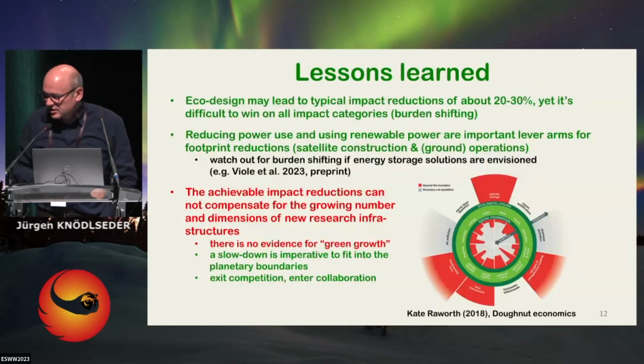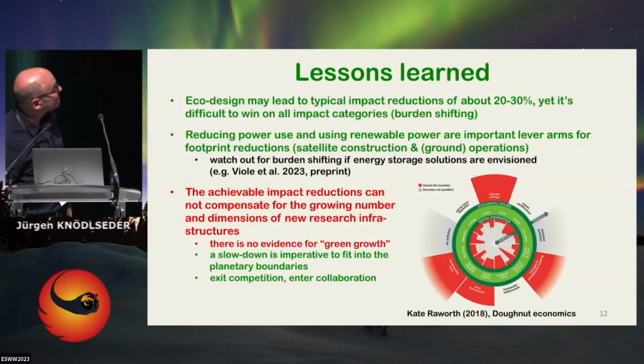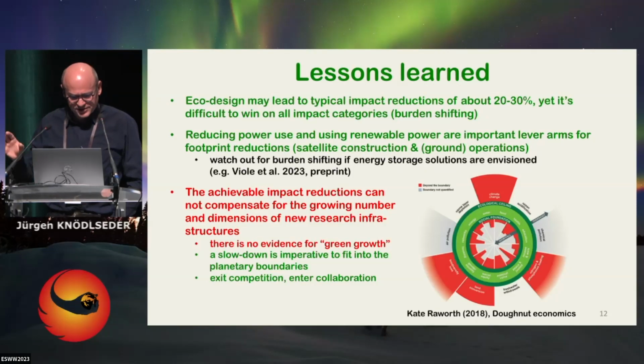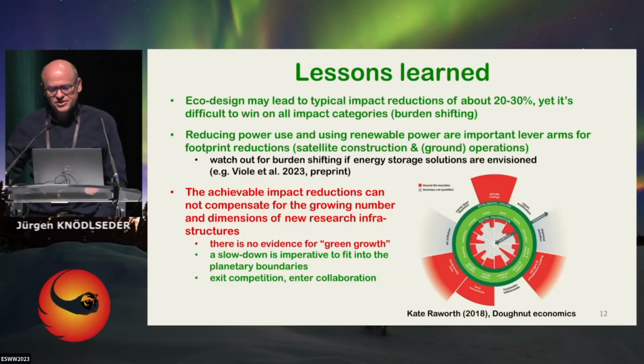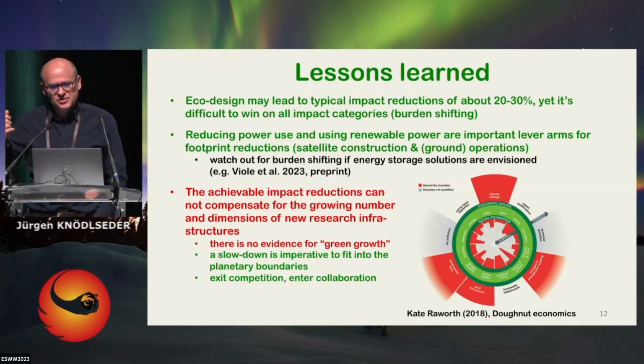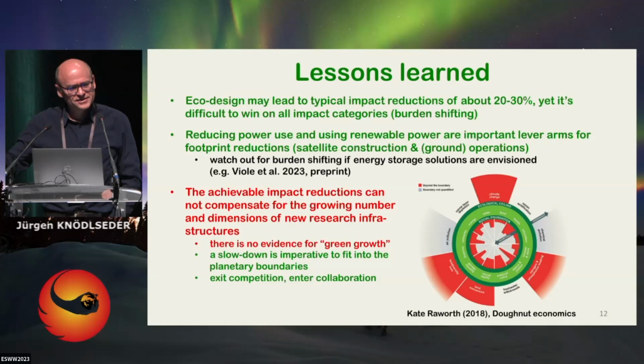So coming to the conclusion, the lessons that we have learned from these studies are, first, eco-design may lead to impact reductions, typically of the order of 20–30%. And it's difficult to win on all categories. Reducing power use and using renewable energies are an important lever, even for satellites, because you have ground support, you have data centers and so on. So also here, energy use is important.